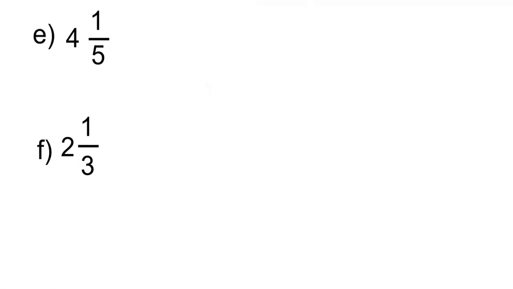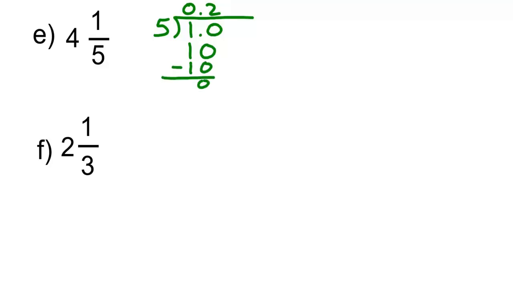For a mixed number, you can leave the whole number out and just work on the fraction. So for 1 over 5, 5 goes into 1, 0 times. Add a decimal, add a 0, bring down the 1 and the 0. 5 goes into 10 exactly 2 times. 10 minus 10 is 0, so we can stop. 4 plus the 0.2 is going to be equal to 4.2.